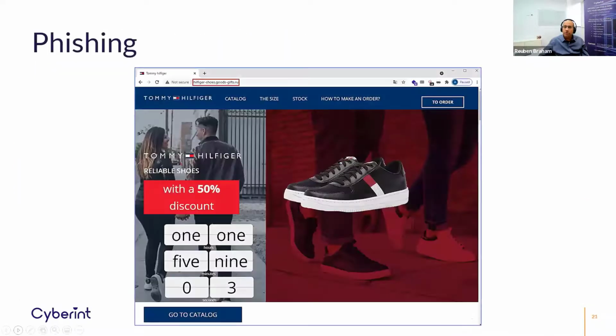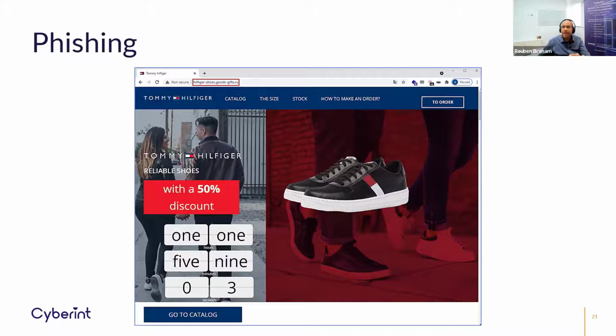Let me talk about a company-wide phishing attempt. You can look at this brand, a very nice brand, Tommy. Today I'm not wearing one of their golf t-shirts. This site is actually a fake phishing site, Hilfiger shoes goods gift.ru. People got a link, they got an email, 50% discount, a very attractive offer, go for it. It can also be on a banking site.